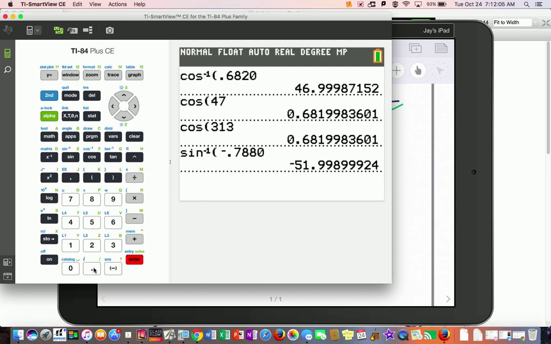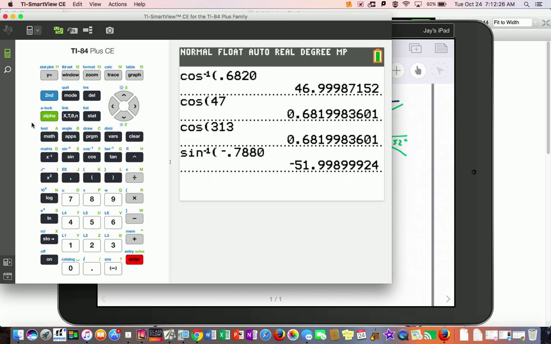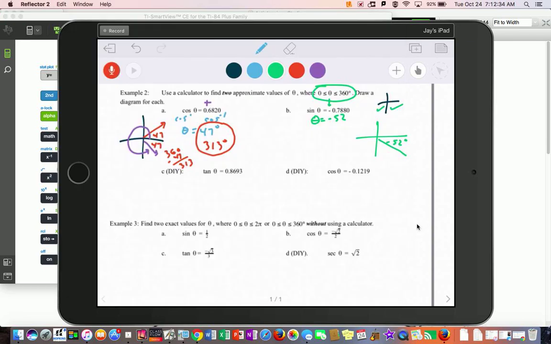Now, negative 52 is down here in the fourth quadrant. So that's where negative 52 is located. The only thing we have to be careful about is the original rule said keep your answer between 0 and 360. So let's go ahead and add 360 to it. Add 360, and that brings me back to 308. So instead of negative 52, I'm going to call it 308. That's between 0 and 360.